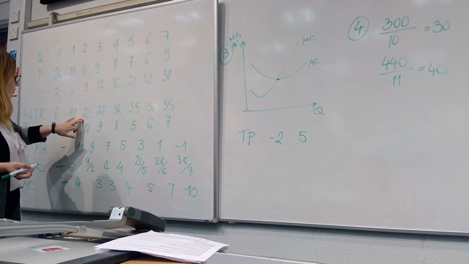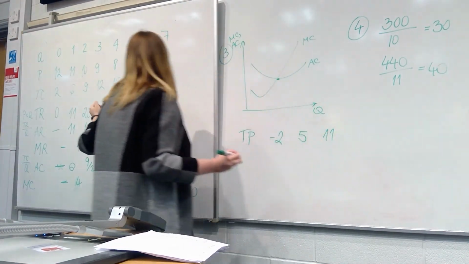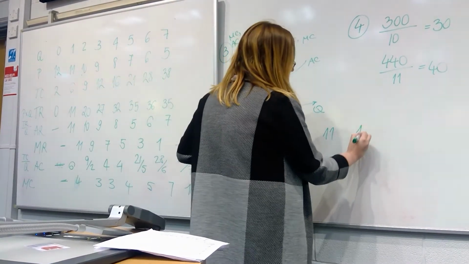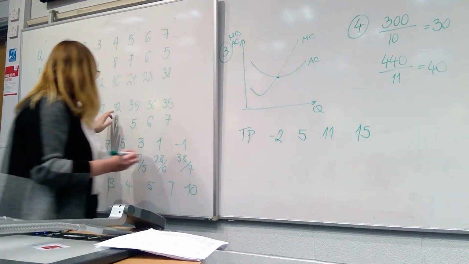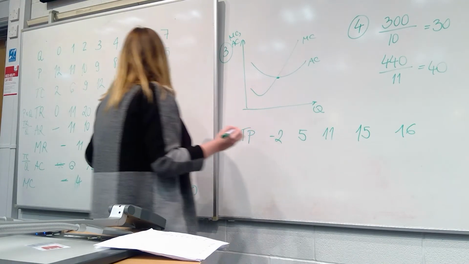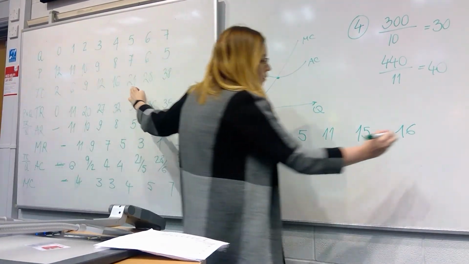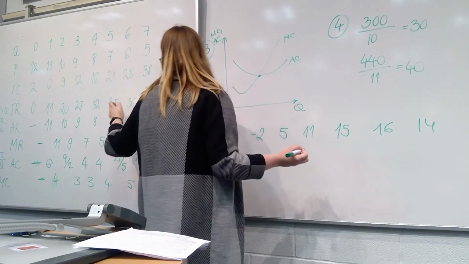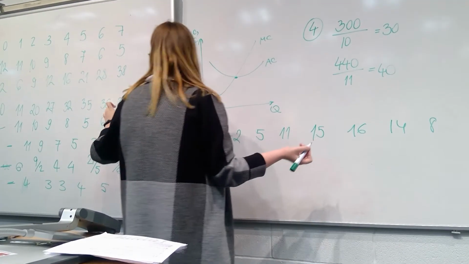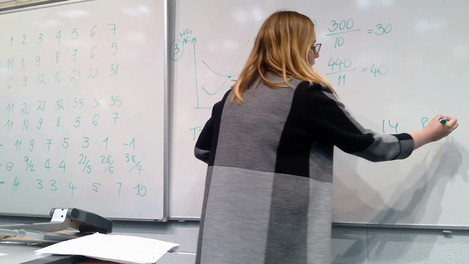In the third case, it would be 20 minus 9, which is 11. Then we have 27 minus 12, which is 15. 32 minus 16, which is 16. Then we have 35 minus 21, which is 14. 36 minus 28, which is 8. And then 35 minus 38, which is -3.